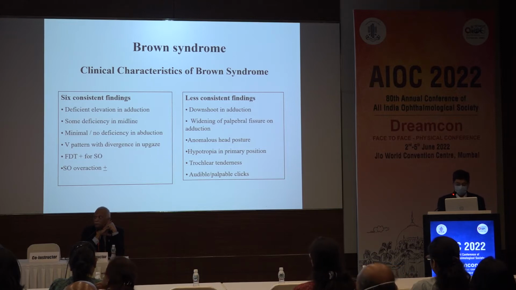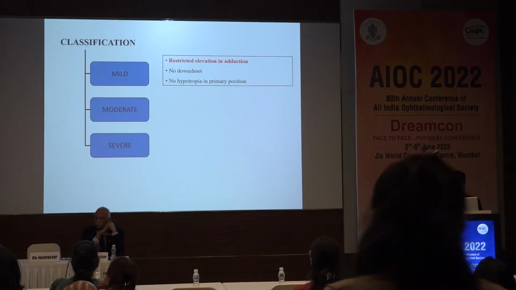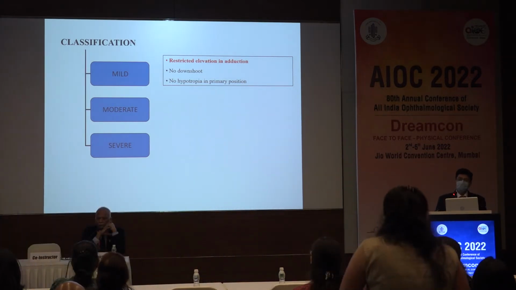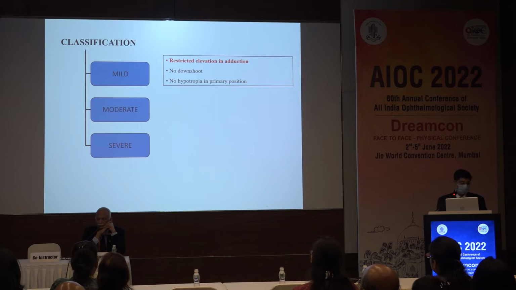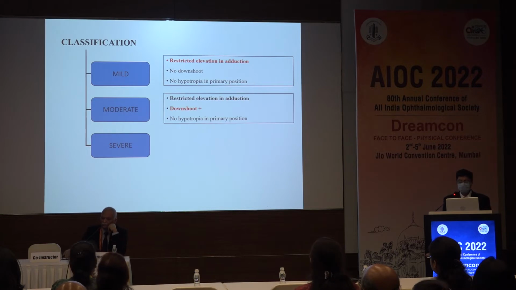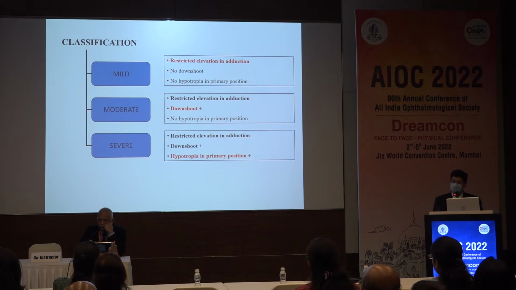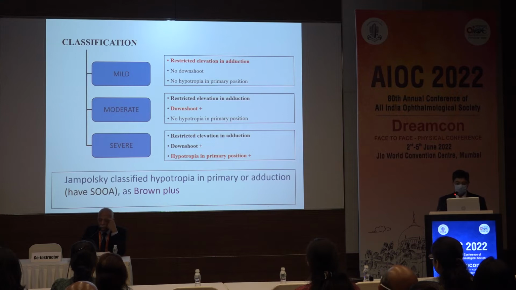In acquired cases, you may have some amount of trochlear tenderness. You can have it divided as mild, moderate, and severe. Mild often may not get presented early. It is just a restricted elevation in adduction. For the moderate cases, there is, along with the restricted elevation and adduction, a downshoot on adduction. So on adducted position, the eye is hypotropic, but no hypotropia in primary position. And in severe cases, you may even have a hypotropia in the primary position.